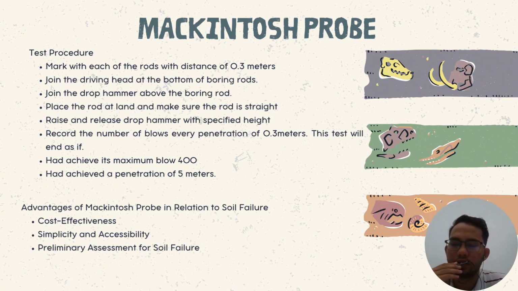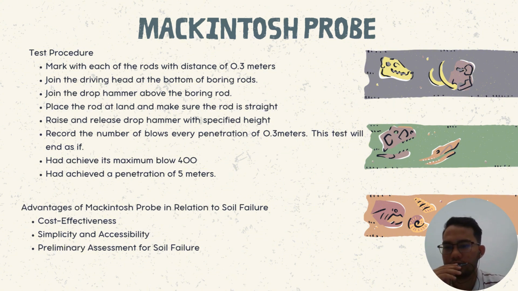Next, the test procedure. First, mark each rod at a distance of 0.2 meters. Then, join the driving head with the bottom of the boring rod. Then, join the drop hammer above the boring rod, place the rod at the required location, and make sure the rod is straight. Raise and release the drop hammer from the specified height, and record the number of blows for every penetration of 0.3 meter. The test ends when it has reached a maximum of 100 blows or a penetration of 5 meters.